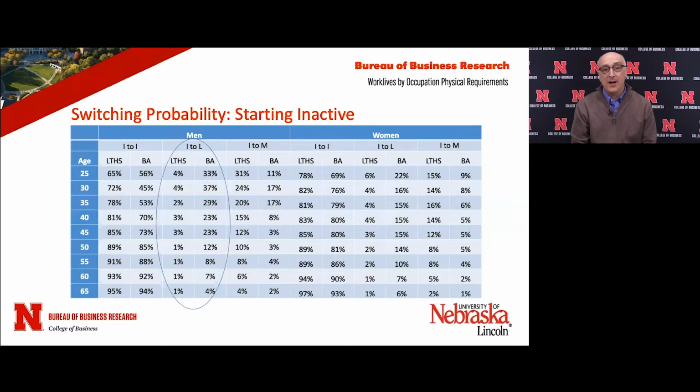And the next column shows going from inactive to more physically demanding jobs. And it switches. Men with less than a high school degree have a much higher probability of going to more physically demanding jobs than men with a bachelor's degree. And you get similar results on the right-hand side for women.